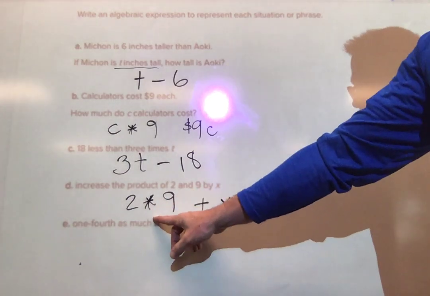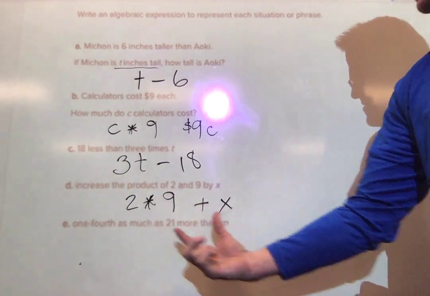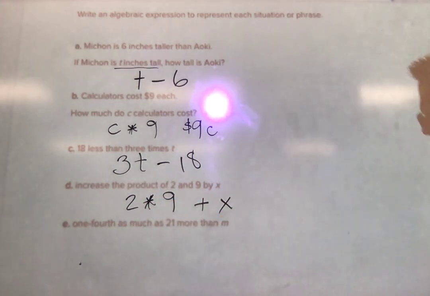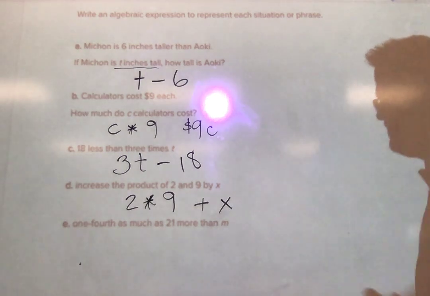All right, so there's the product of 2 and 9. I don't need parentheses. Some people want to put parentheses there to do it first, but following the rules, you always multiply before you add anyway. So 2 times 9 gets me the product, and I know that'd be 18. And then I need to add X to it, whatever X may be.